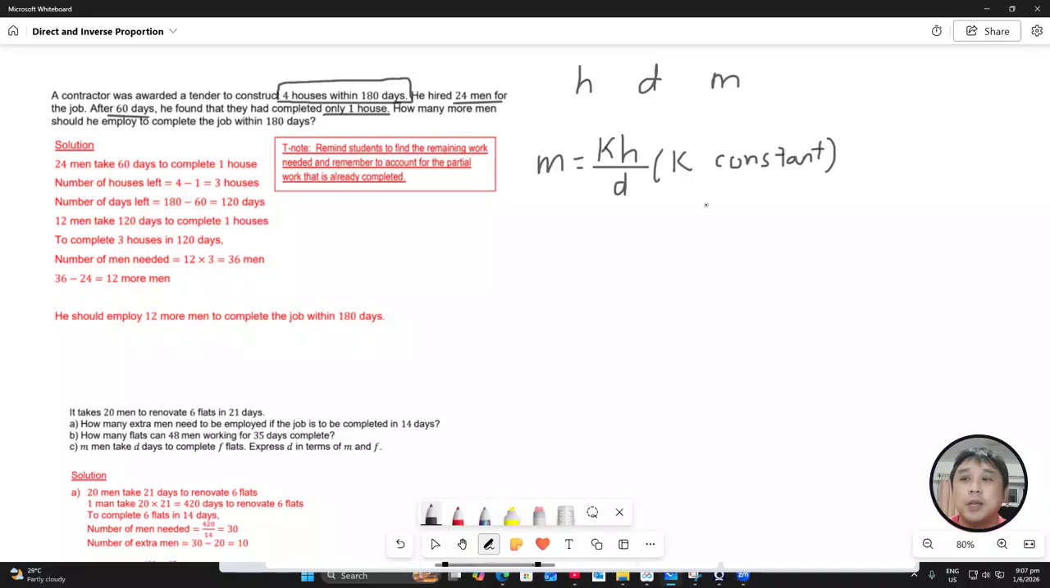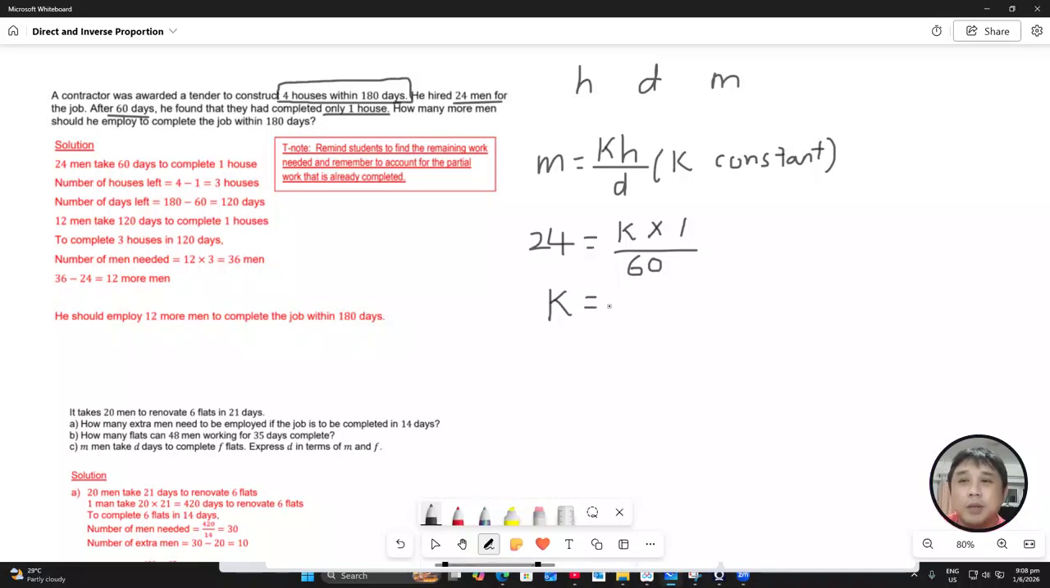So now we'll put in the values to find k. If the men that we know is 24, and of course we keep k as it is, the houses is just 1. So let me just put a multiplication of 1. All right, and then of course the number of days I know is 60 days. So now I'm almost ready to find my value of k. So that will be 24 times 60.